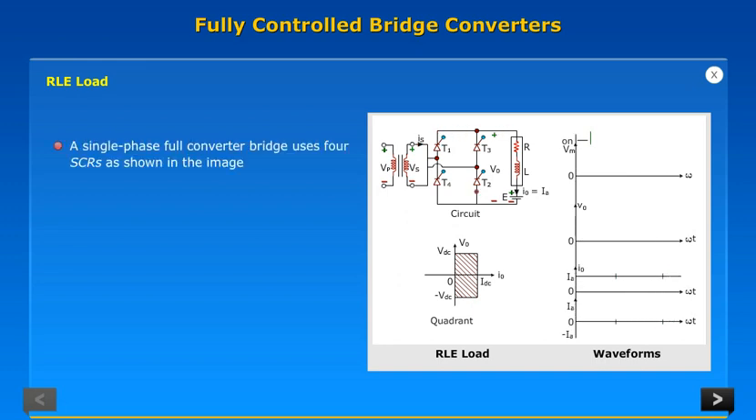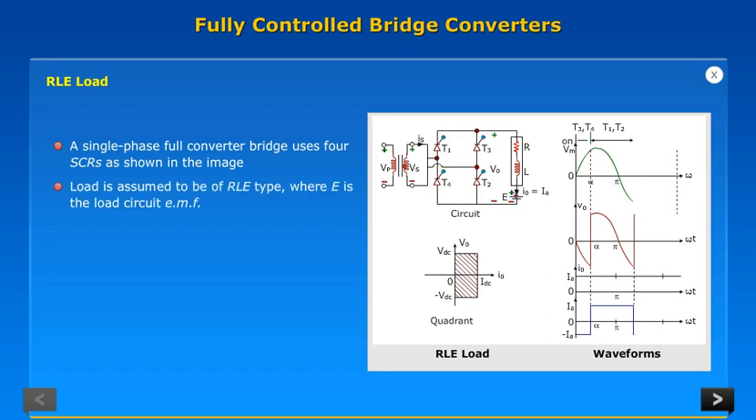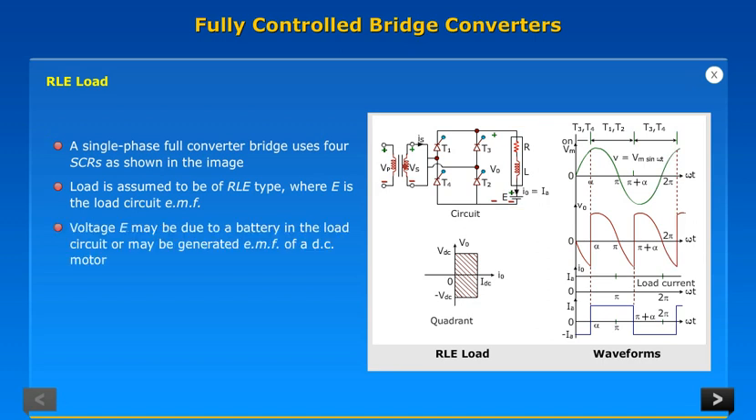RLE load. A single-phase full converter bridge uses four SCRs as shown in the image. The load is assumed to be of RLE type, where E is the load circuit EMF. Voltage E may be due to a battery in the load circuit or may be the generated EMF of a DC motor.